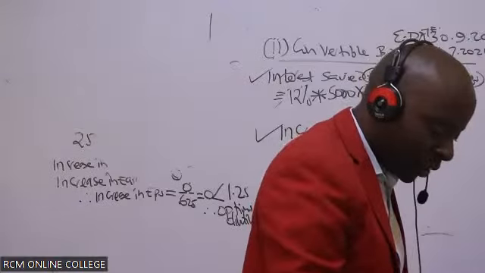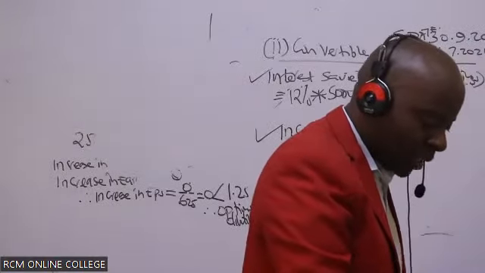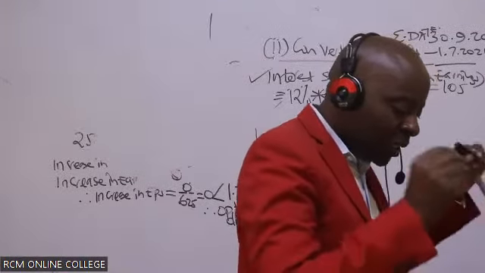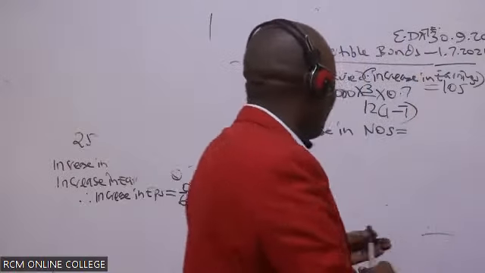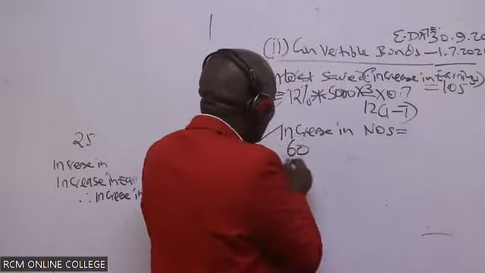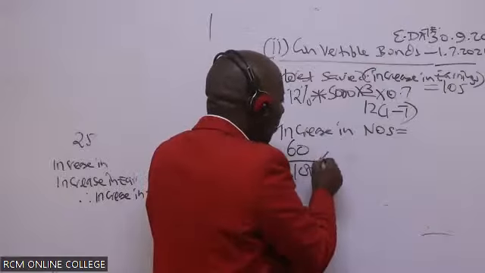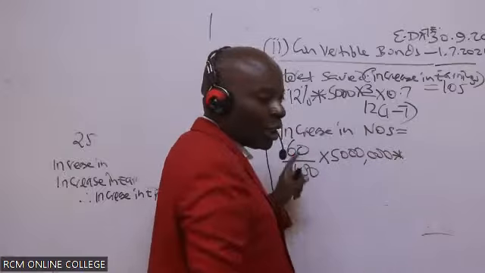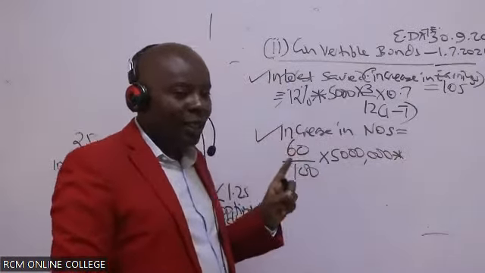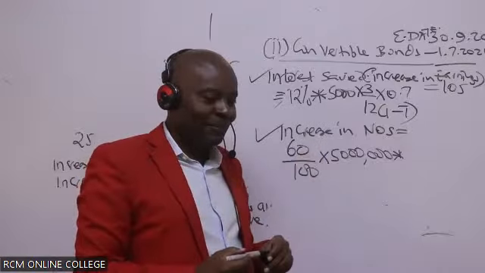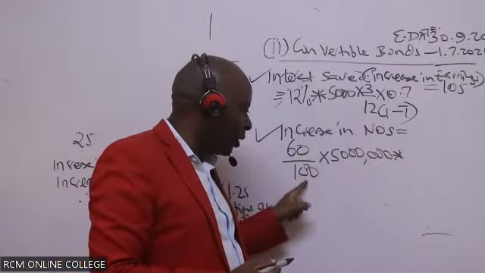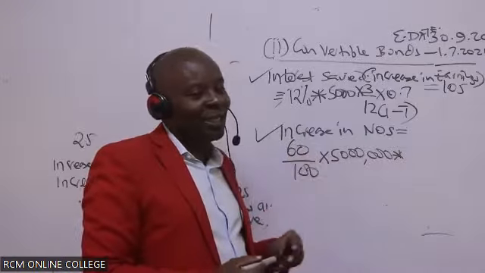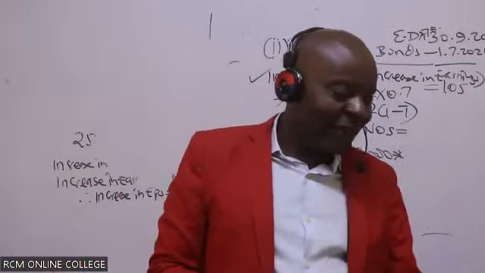Remember, they have given us the way of exchanging. They have told us the bond is convertible into ordinary shares at the holder's option on the basis of 60 shares per 100 bond. And our bond value in total is 5 million. So it is 60 over the 100 bond, times 5 million, times something that so many students forget.